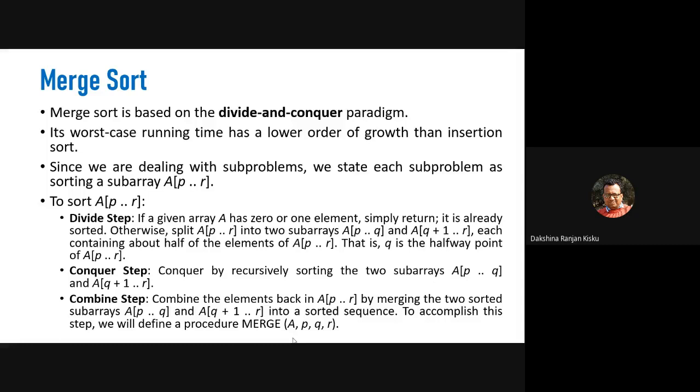The worst case running time has a lower order of growth. That means the growth rate of the worst case running time for merge sort is found to be less than that of insertion sort. In case of insertion sort, the growth rate of the functions will be found to be more than that of merge sort. So this will be seen in case of worst case running time.